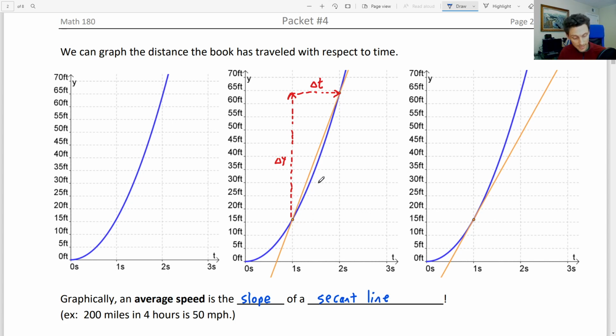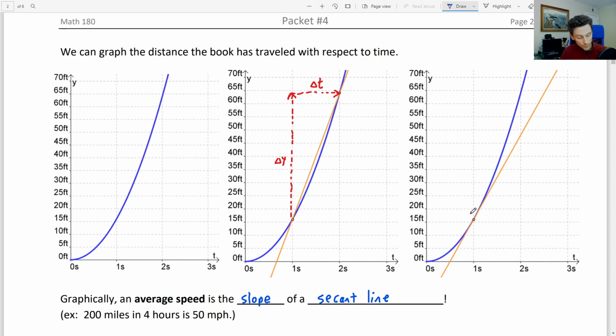And if we take our time interval and shrink it a little bit more, like take the t equals 2 seconds and change it to t equals 1.1 seconds, we're going to get another secant line that has another slope. And so the slopes of these secant lines are visually what the average speeds look like.